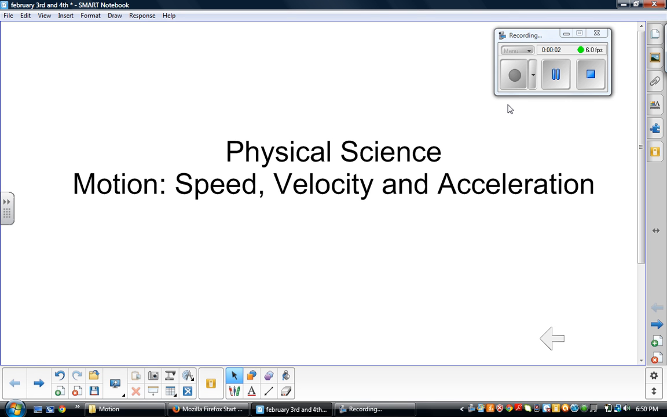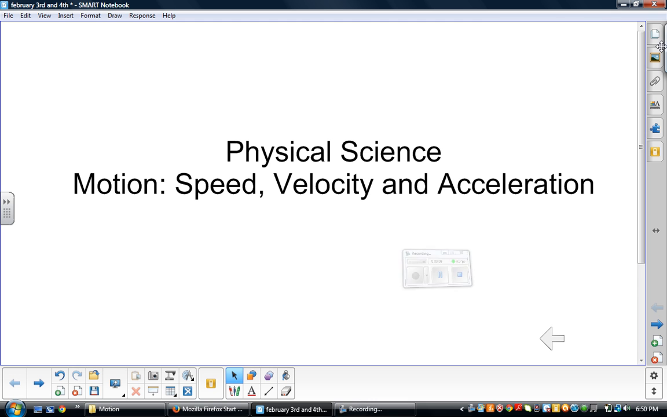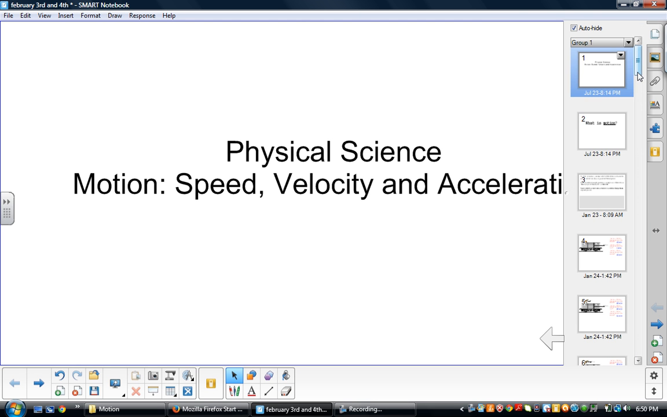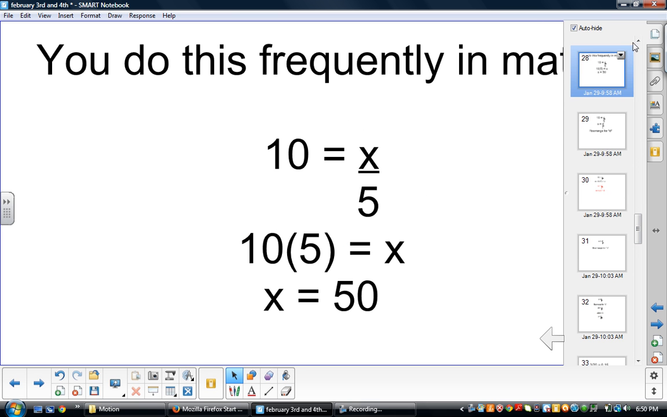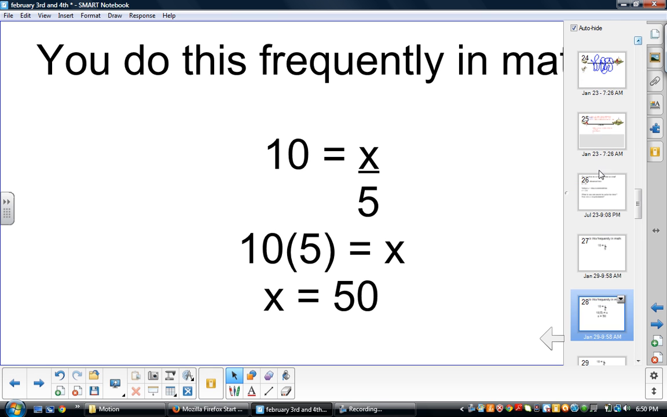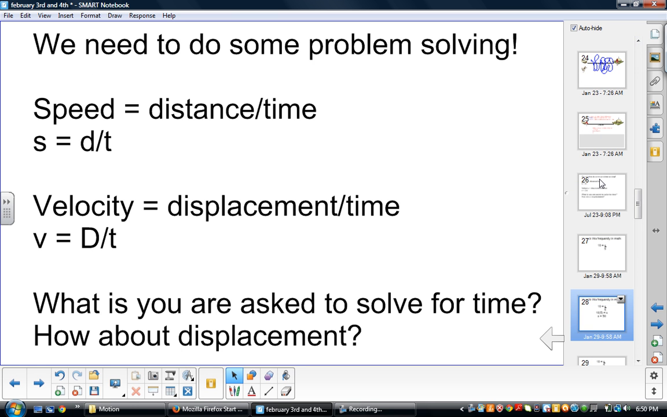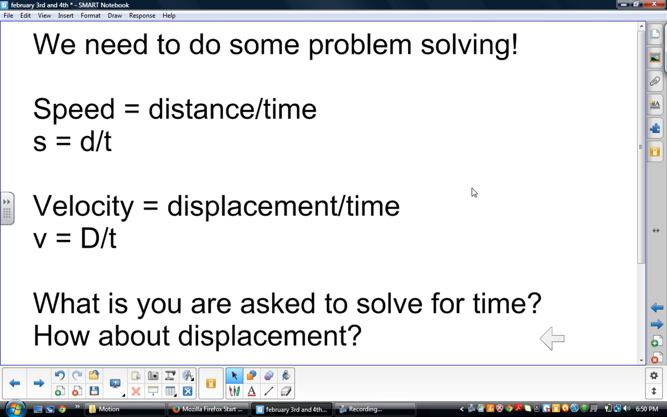Alright, this is speed, velocity, and acceleration part 3. So let's skip ahead to where we were at the end of part 2, which was right here. The last thing that you did in part 2 was you wrote down these pages. So let's move on ahead to part 3 and really get into some problem solving.